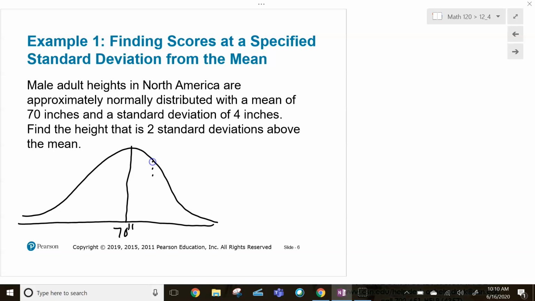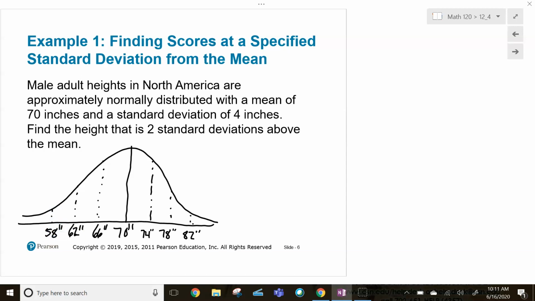So let's go up. If we're 1 standard deviation above, 70 plus 4 would be 74 inches. If we're 2 standard deviations above, we'd be a height of 78 inches. In other words, 6 foot 6 inches. If we're 3 standard deviations above, 78 plus 4 would be 82 inches. Now let's go 1 standard deviation below, so 70 minus 4, 66 inches. 66 minus 4, 62 inches. And finally 62 minus 4, 58 inches.